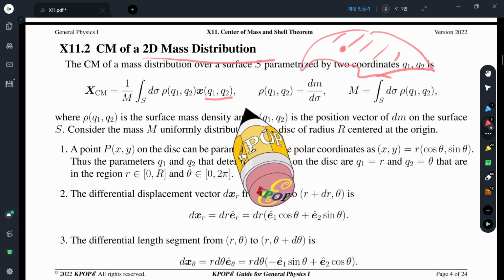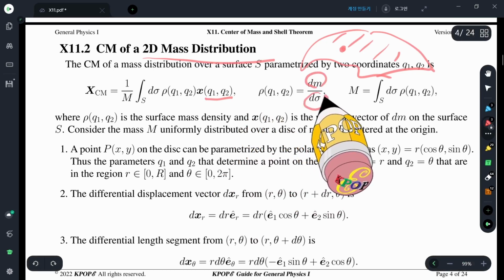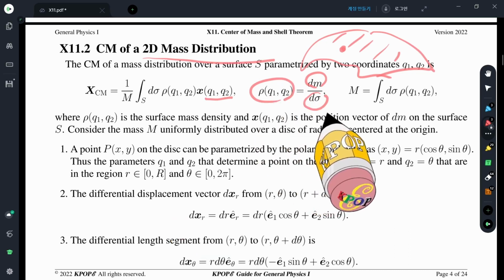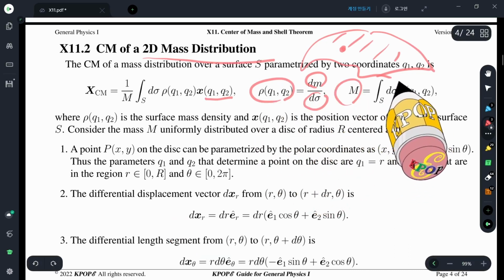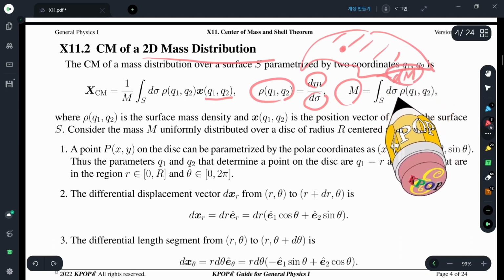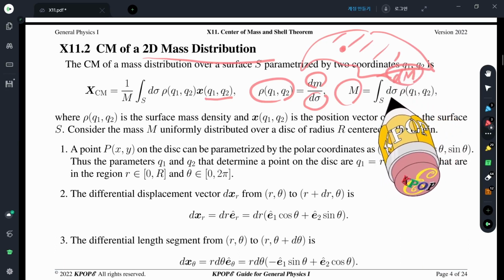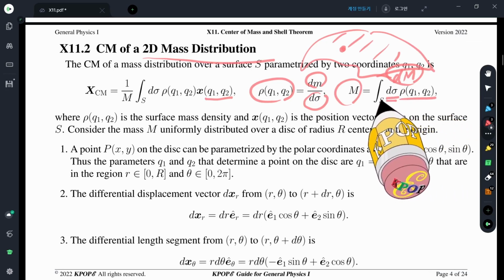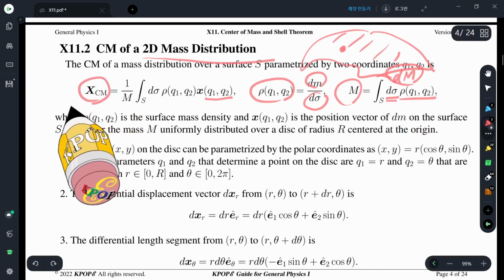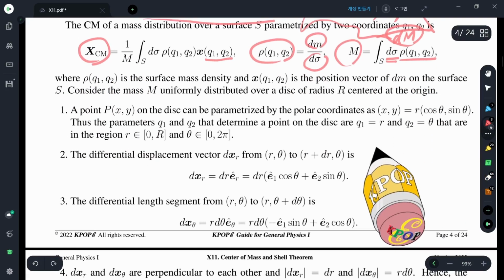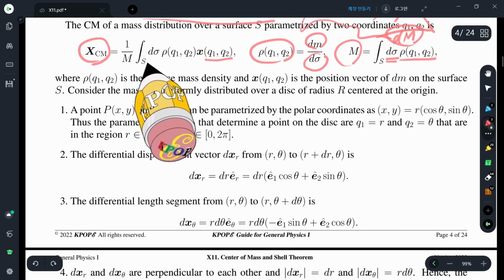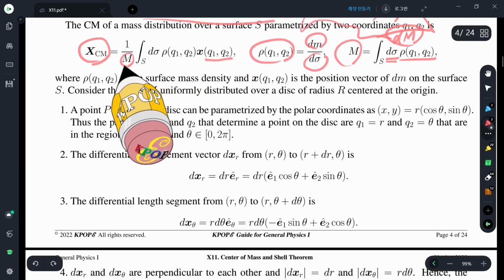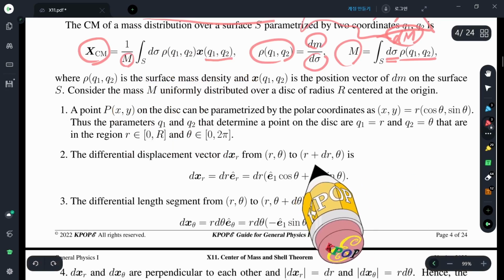Anyway, the mass per unit area is the density, the area mass density, and the mass is the sum of differential masses. Differential mass is the density multiplied by area. Hence, the center of mass position vector can be integrated in this way. And then after that, we have to divide this by the total mass of the system.